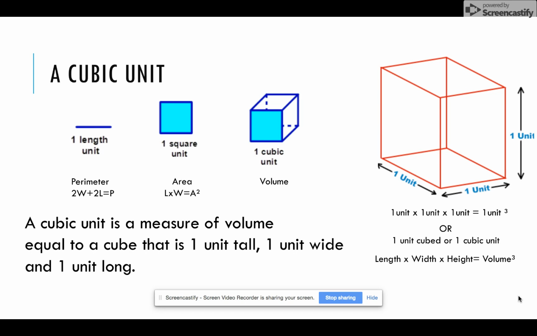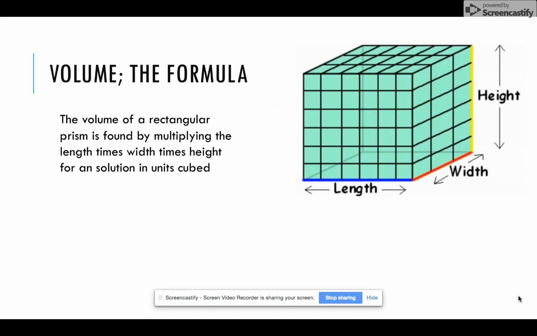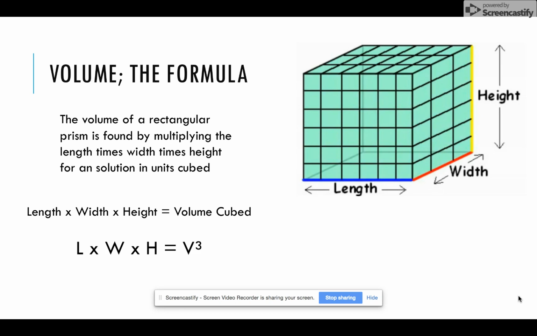This formula of length times width times height is the standard formula for finding the volume of a rectangular prism, no matter how big or small. Again, the formula of a rectangular prism is found by multiplying the length times width times height of an object for a solution in units cubed. We can write this as length times width times height equals volume cubed.